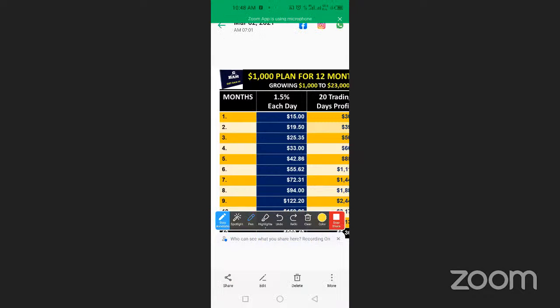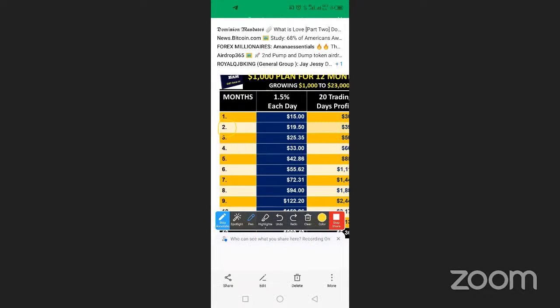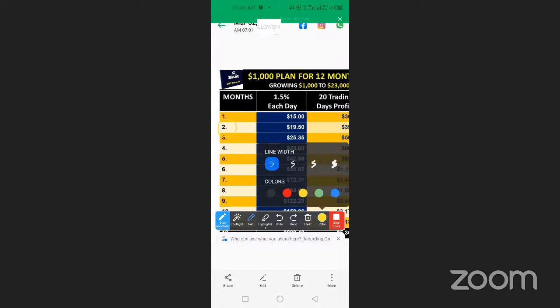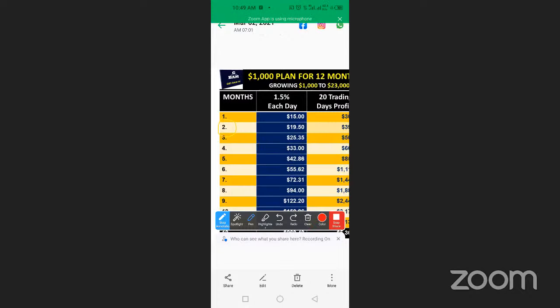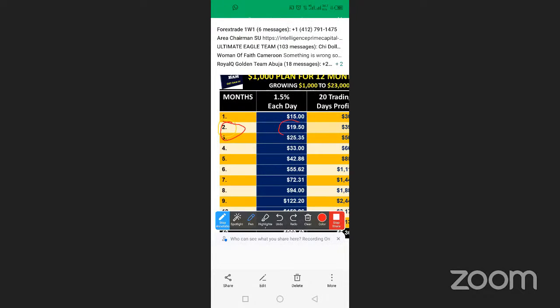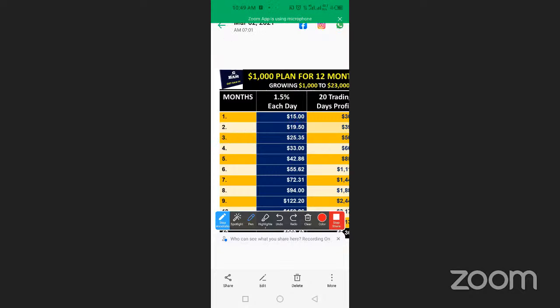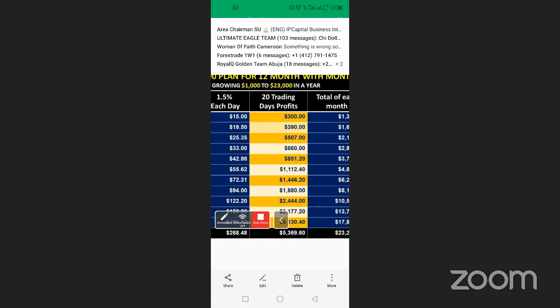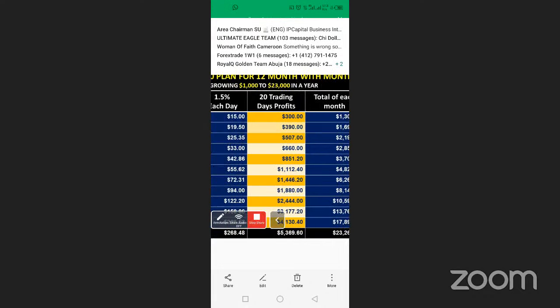Now you take that to the second month. And then you are still working on 1.5%. So $1,300, 1.5% of that will give you $19.5. And that's what you'll be growing for the next 20 days again. And then at the end of the second month, this is what you made as profit, $390.